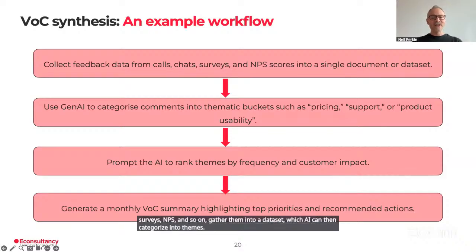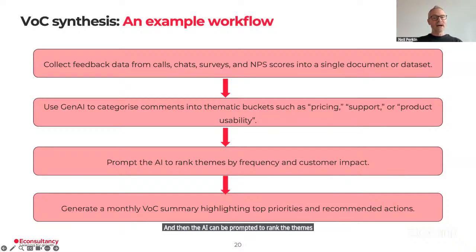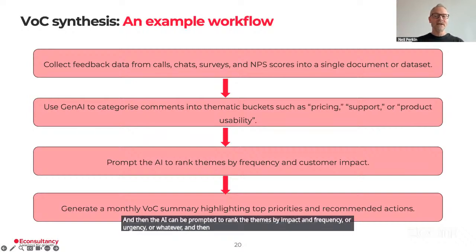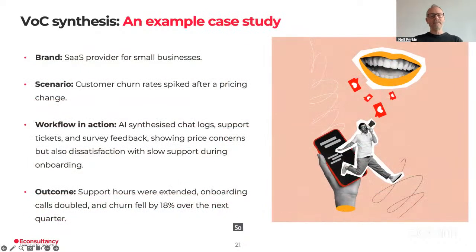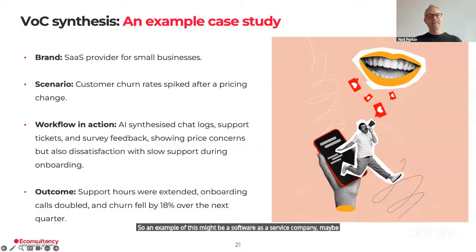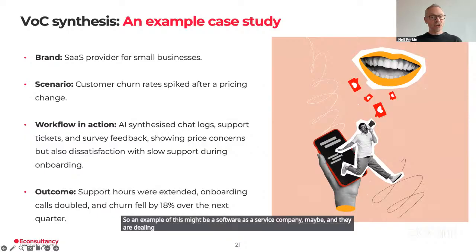And then the AI can be prompted to rank the themes by impact and frequency or urgency or whatever, and then a monthly summary generated, which highlights the recommended actions and priorities. All of that can be, of course, automated to then inform human action. So an example of this might be a software as a service company, maybe, and they are dealing with a bit of a churn spike after having a bit of a price change.